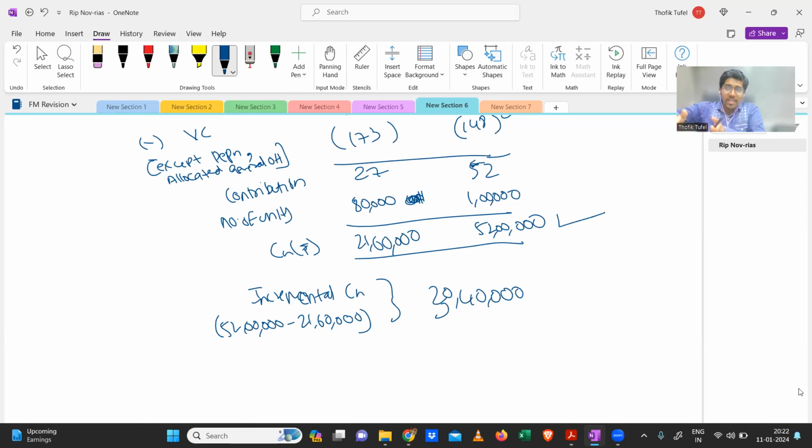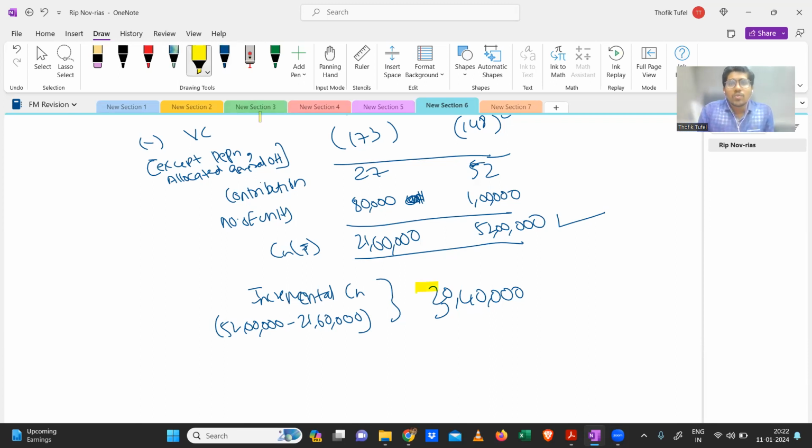This new machinery cash flow minus old machinery cash flow is my net cash flow. If it is positive, I will accept. If it is negative, I will reject. That is how I have to take, correct? So that is the reason this is the incremental approach, and that is the reason I'm taking incremental contribution.